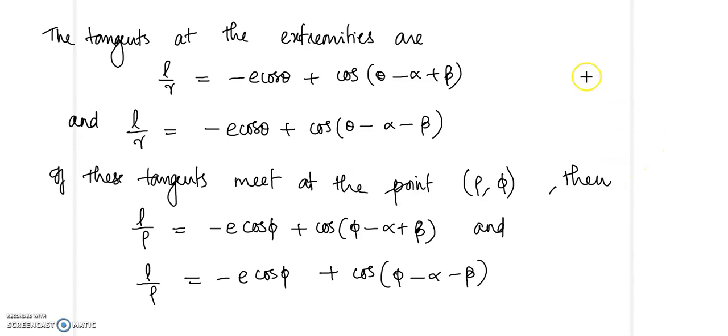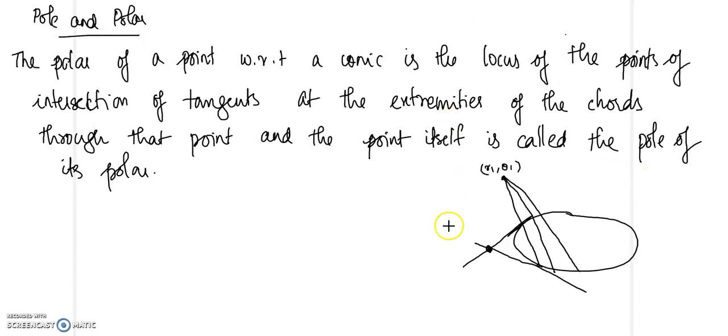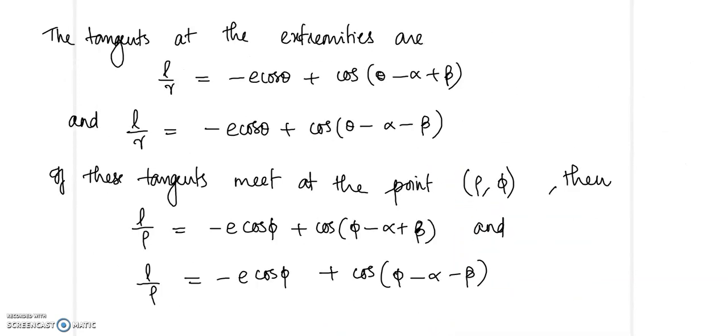Now we have the equations of the tangents. Let the tangents meet at the point rho phi. Take the point of intersection of the tangents as rho phi. Now if the point of intersection is rho phi, then these two equations will hold when r is equal to rho and theta is equal to phi. From there we'll get L by rho equal to minus e cos phi plus cos theta replaced by phi.